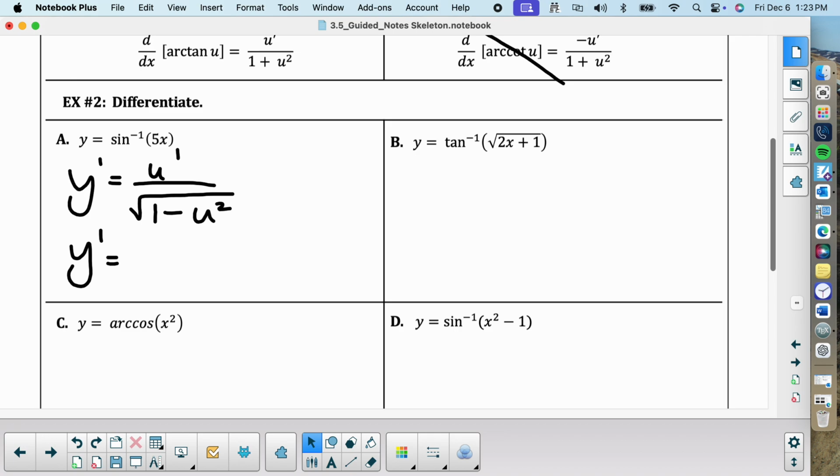Would it be 5 over 1 minus 5x squared? Close. So 5x is what u is going to represent. The 5 you said on the top was perfect. And then I think you said 5x squared. Yeah, so the 5x would be in parentheses squared, so it would turn into 25x squared. Okay. But that's it. That's the whole derivative.